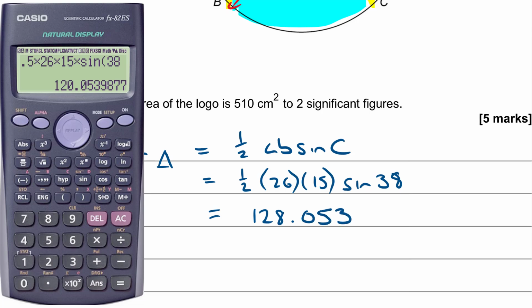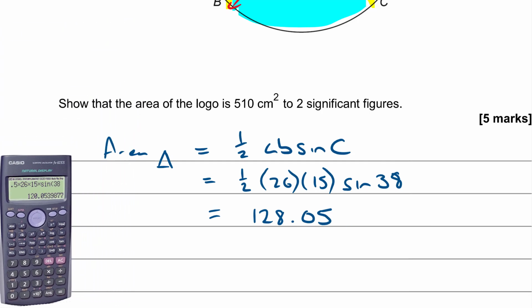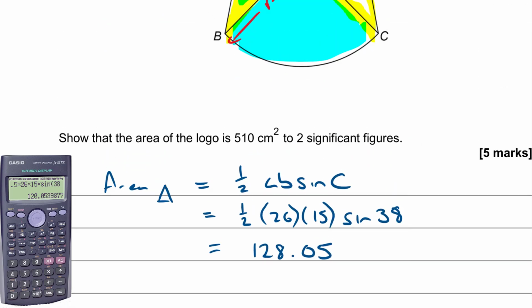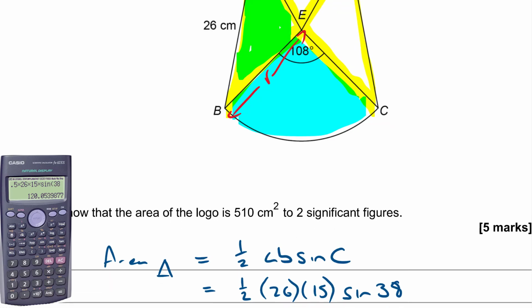Okay, I'm going to give my final answer to, oh actually I don't need to, it's only two significant figures, let's just round it off then. I'll leave it like that. Okay, so that's the area of one of my triangles. So then my sector, I'm going to need to know r first.